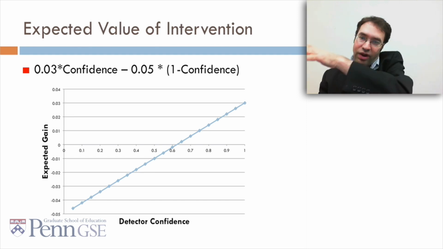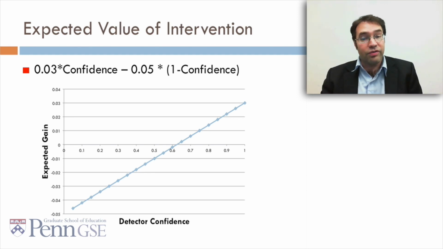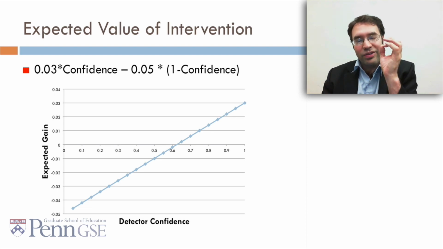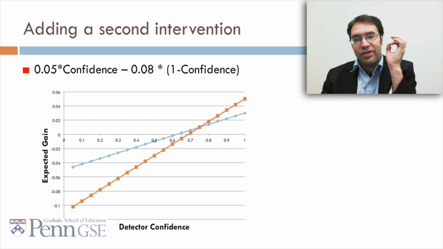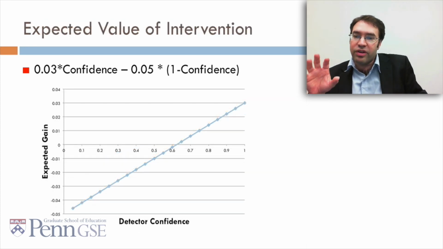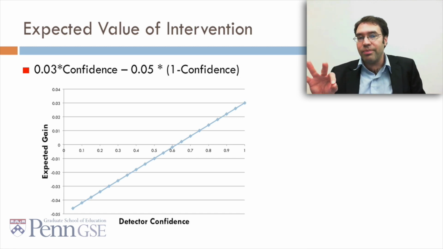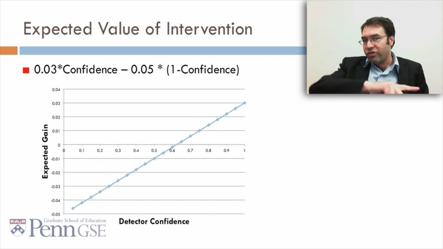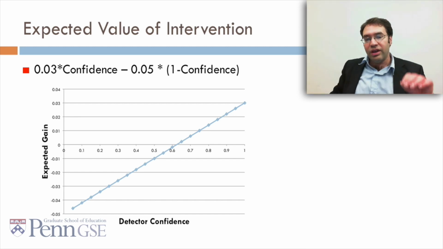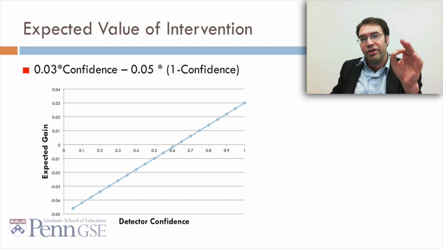And here we can see this function plotted on the graph. So we can see that if detector confidence is about 62%, then it's good. So let's consider the expected value of the intervention based on these parameters, knowing how good that's going to be if the intervention works, and how bad it's going to be if the intervention doesn't work. And we can actually plot a function on this. And we see that the expected gain comes above 0 when the confidence is about at 61% or so.